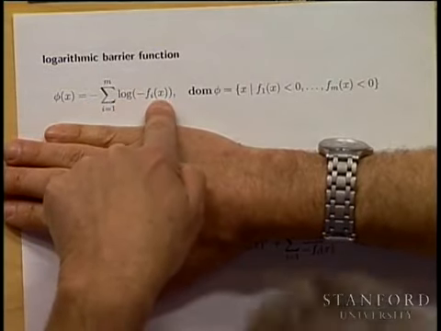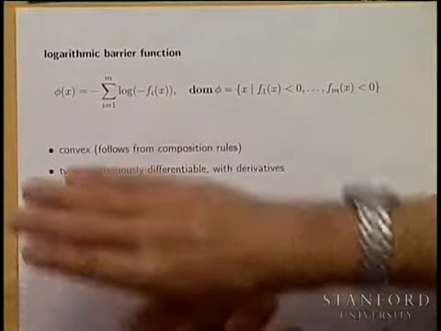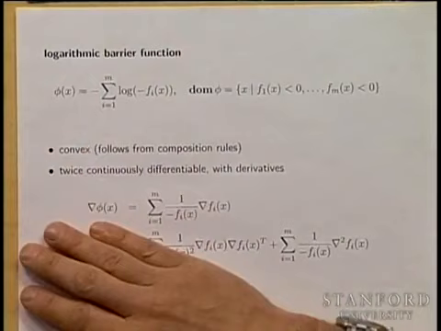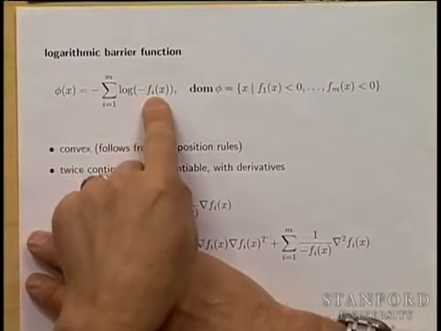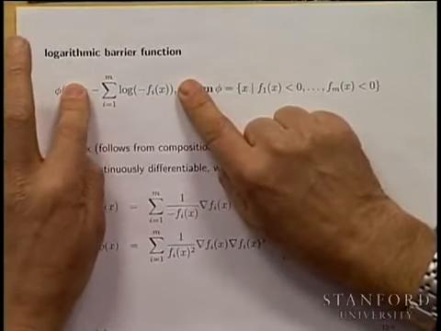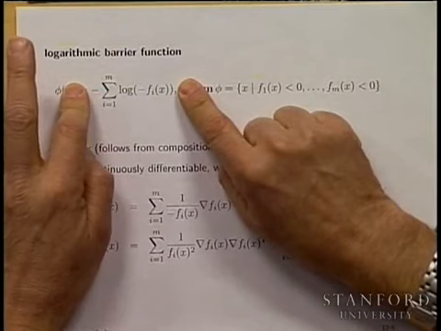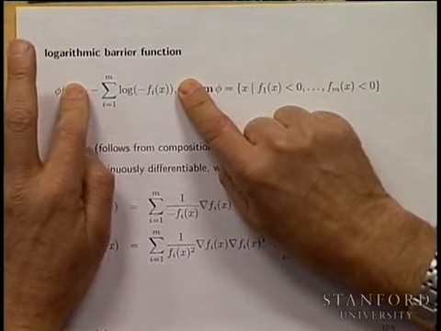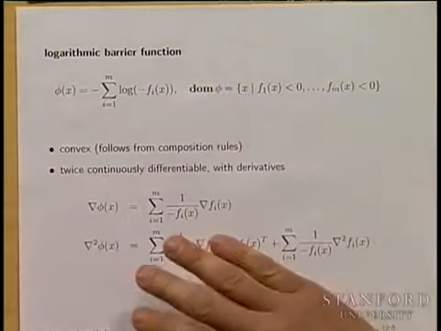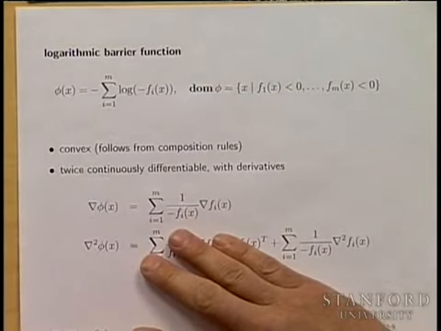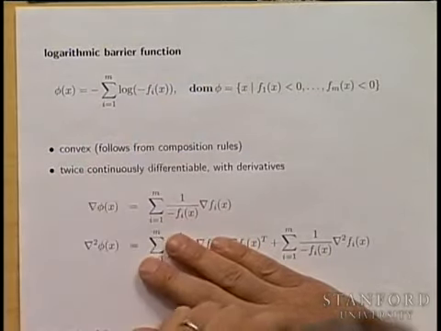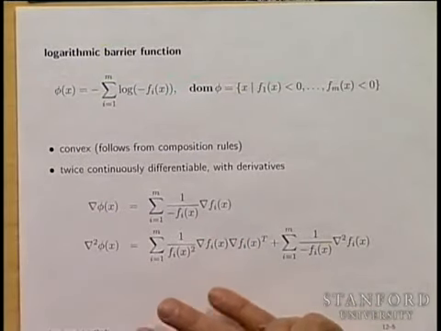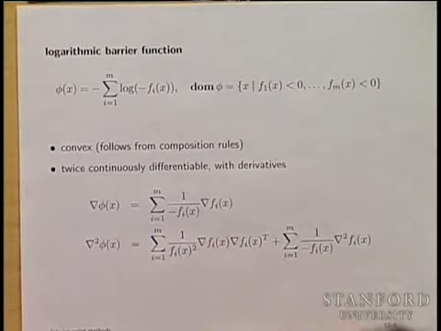So this function here, which is the sum of the minus log of the minus constraint functions, is called the logarithmic barrier function associated with the constraints. So that's the log barrier. And this minus log minus f is a convex function by one of these composition rules, because minus log minus something is an increasing and convex function, and then f is convex as well, of course. So that's convex.